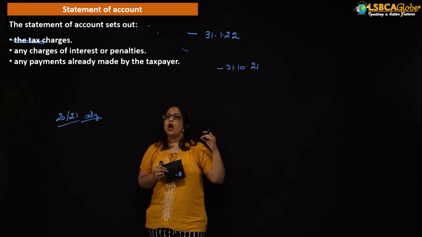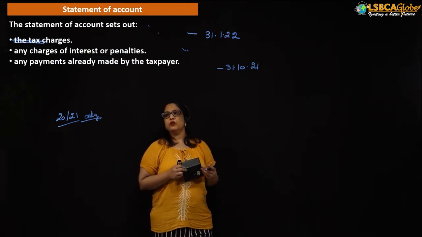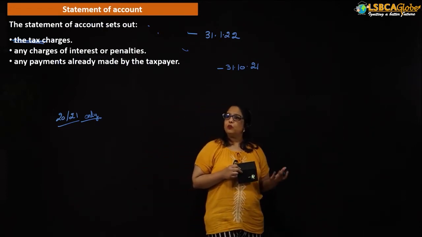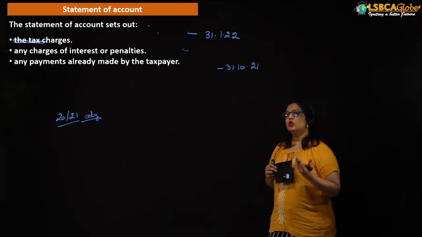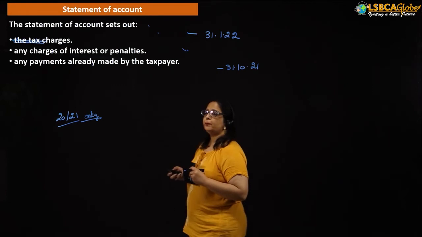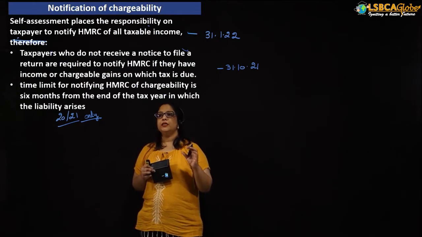Okay, so after making the payment, if there is any closing balance, is it clear? So it's a statement of account which shows how much is the opening balance, how much are the tax charges, how much is the closing balance, like that. Okay. Now, notification of chargeability.